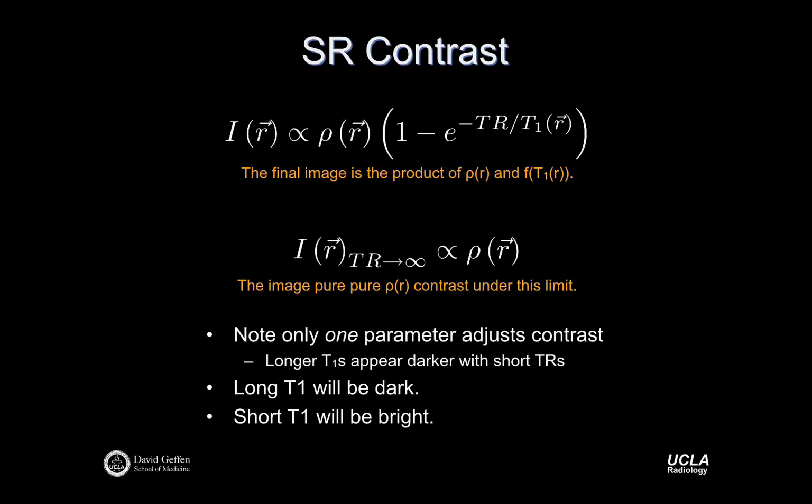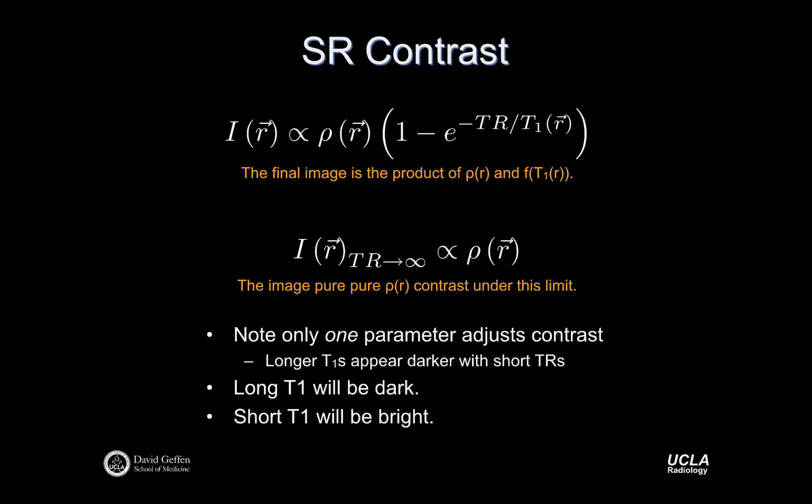And I guess I sort of worked through this example already. If your TR goes out to infinity, then this term is going to 0, right? If your TR is 0, then this term is actually really close to 1. And so if what you want is a proton density weighted image, then you choose these long TRs. And that should make sense, right?